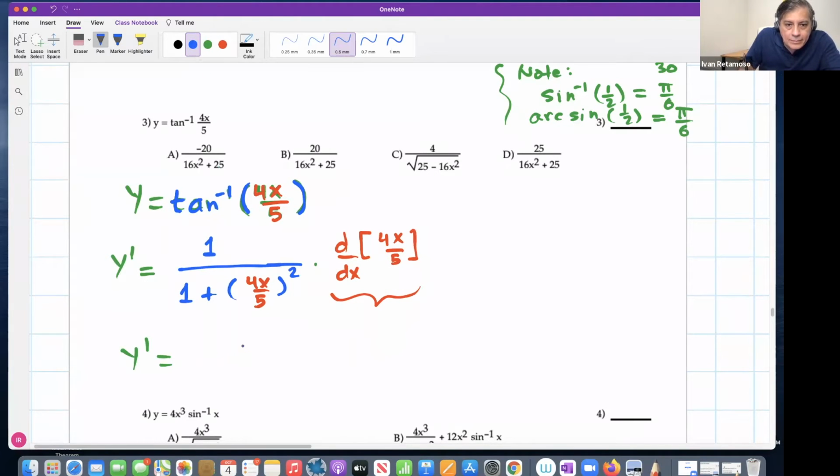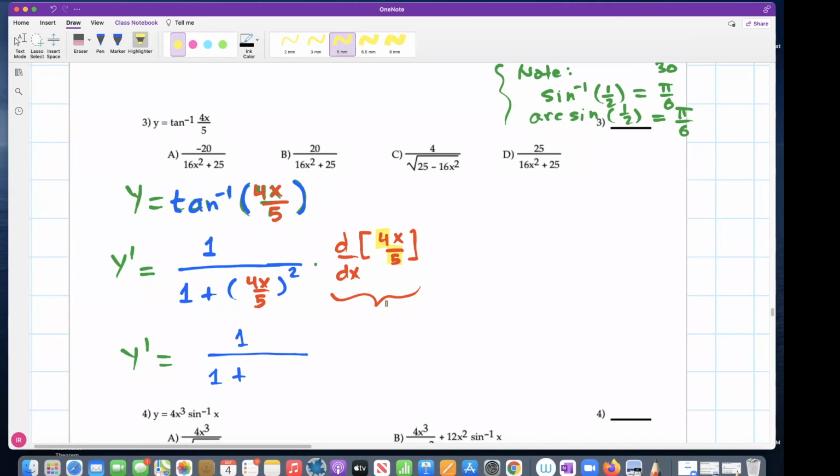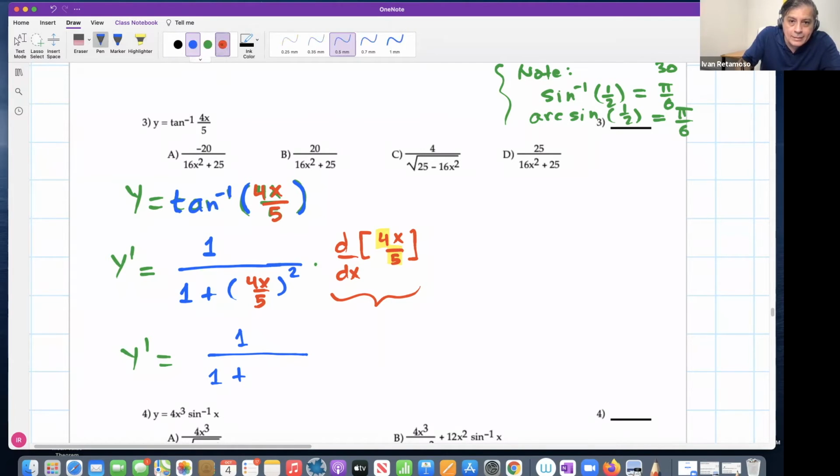Derivative of 4x over 5. Try to find that while I write this down. 1 plus. Remember, hint: when you have this, just look at the constant part. The constant comes outside, the derivative of x is 1, so 4 over 5. So we agree that this guy is 4 over 5.